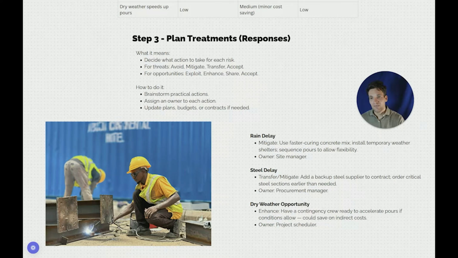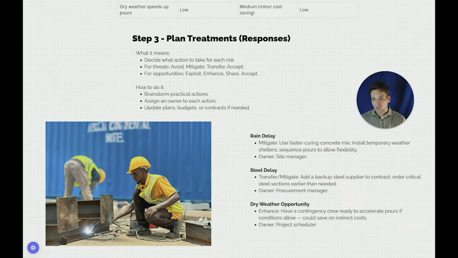The steel supply delay, we want to transfer and mitigate this. We want to add a backup steel supplier to the contract and order the critical sections of steel earlier. So we're both mitigating the risk and then transferring it to a supplier. The owner will be the procurement manager to ensure that's how the supply contract with the steel supplier is written.